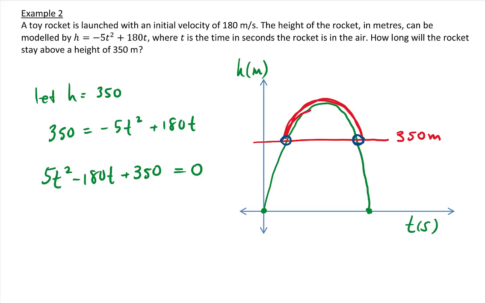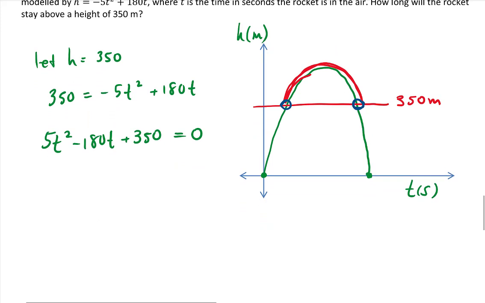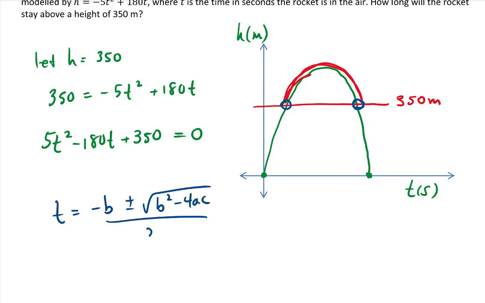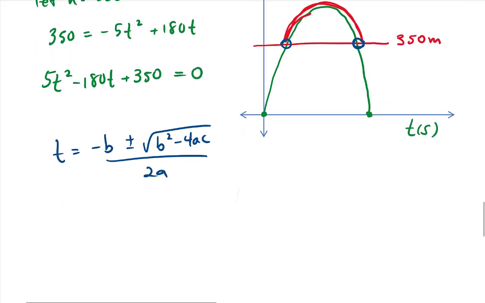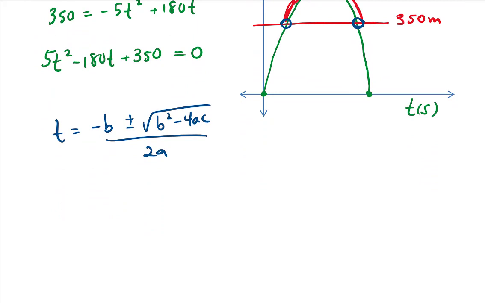Next step would be to factor and find the roots. However, in this one, I'm going to use the quadratic formula. So we have that t equals, instead of x, negative b plus or minus the square root of b squared minus 4ac over 2a. For some of your homework questions, practice writing this out to help you memorize the formula. So again, we have our a equals 5, our b equals negative 180, and our c equals 350.